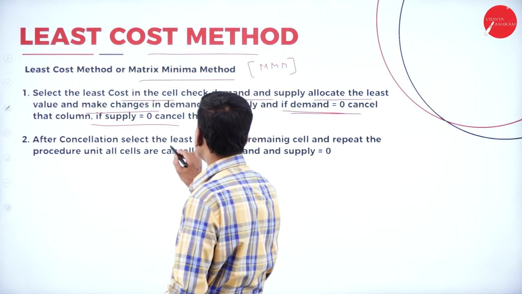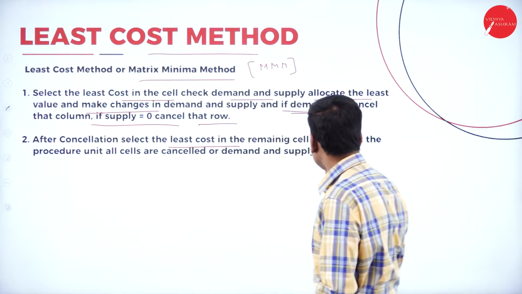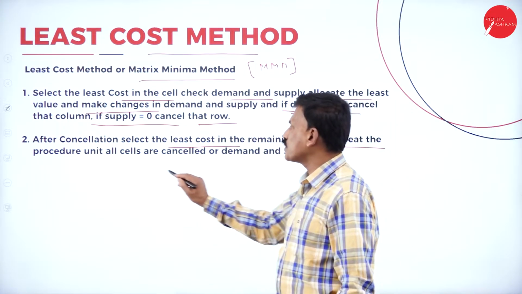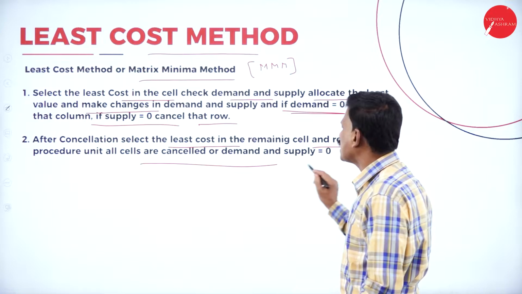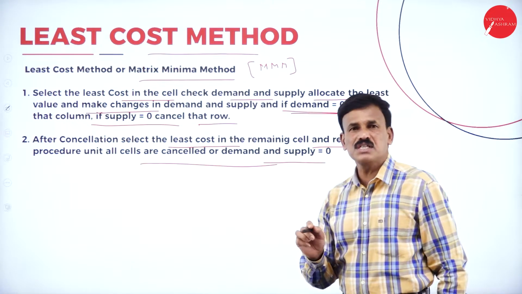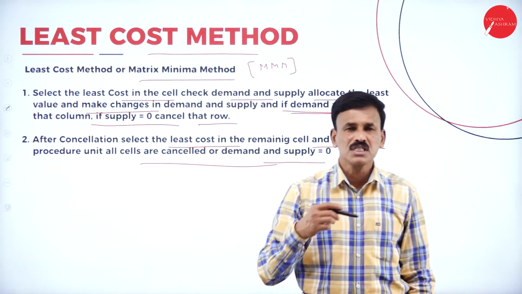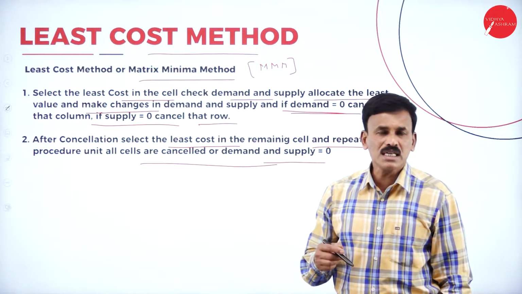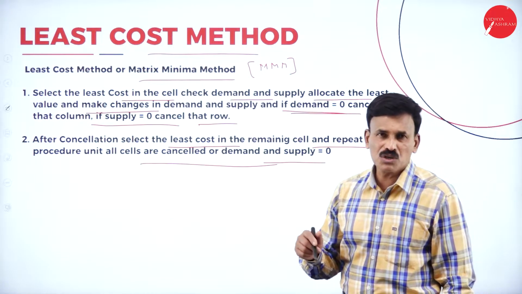After cancellation, select the least cost in the remaining cell and repeat the procedure until the cells are cancelled and the demand and supply is equal to 0. The procedure goes on repeating until the supply and the demand are equal to 0.